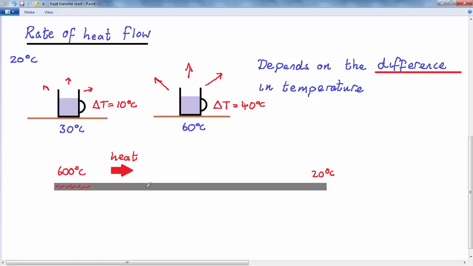In the next few lessons we'll look at the mechanisms for how heat flows through solids, liquids and gases.